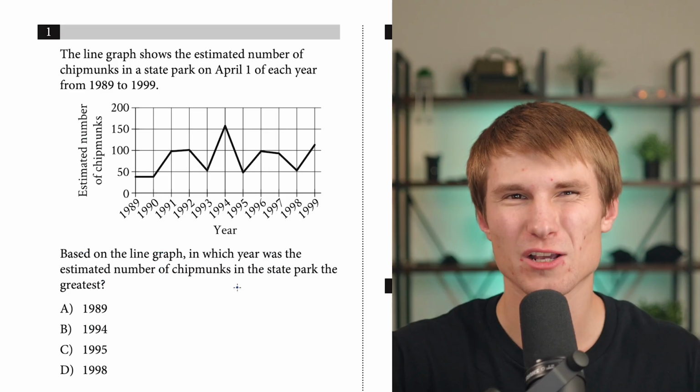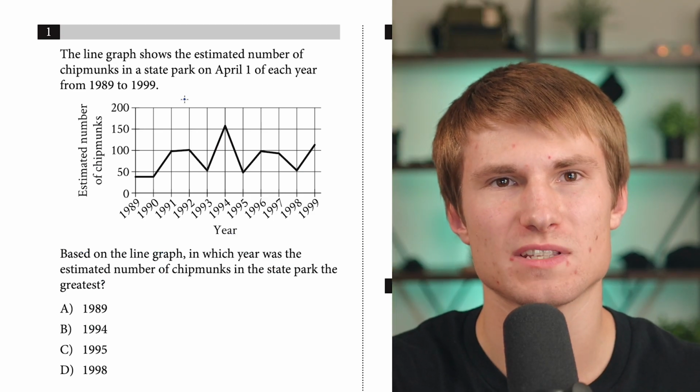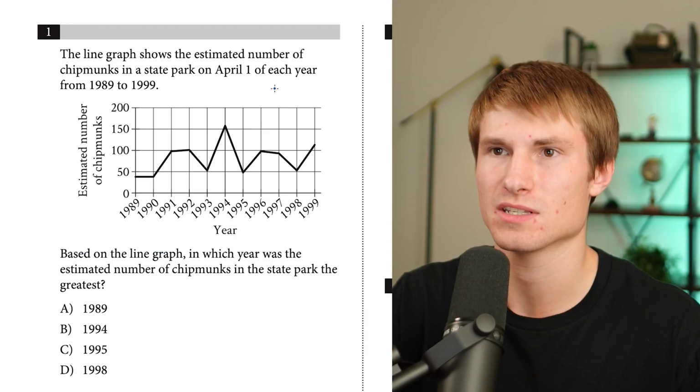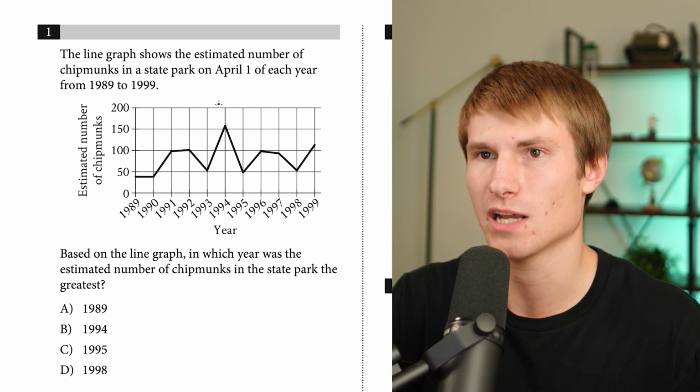Here's how to quickly interpret this line graph. Question 1 states the line graph shows the estimated number of chipmunks in a state park on April 1 of each year from 1989 to 1999.